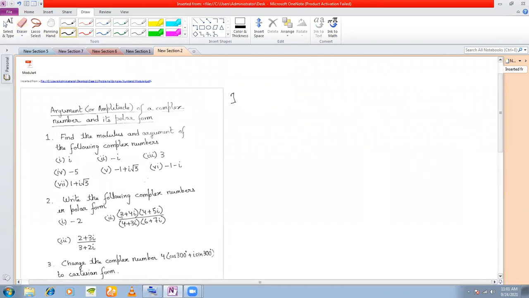This is part 7. Let z is equal to 1 plus i root 3. This is the given complex number whose modulus and amplitude you need to find. In ordered pair form, this can be written as (1, root 3). Therefore, modulus of z is the square root of 1 square plus root 3 square, which is the root of 1 plus 3, which is root 4, which is 2. So this is your modulus.